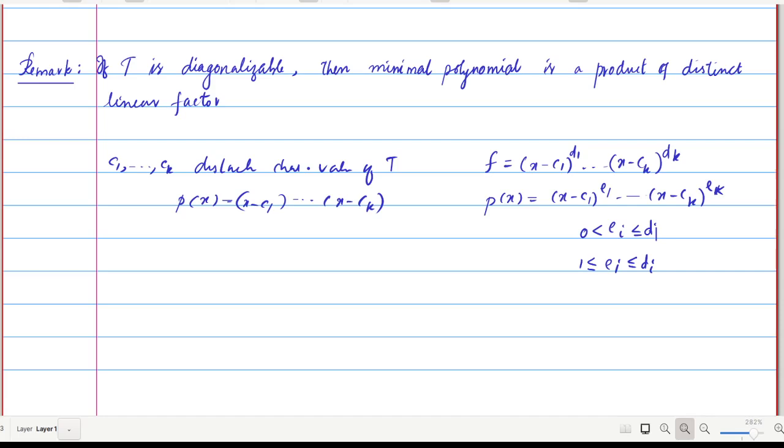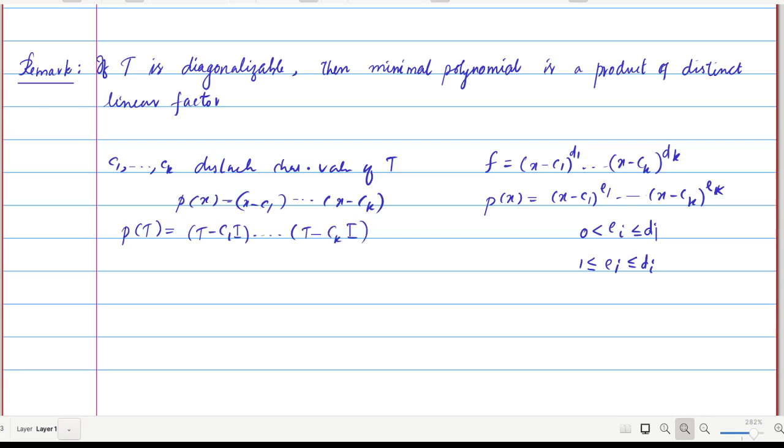So we will prove that this p of x is the minimal polynomial, or the least possibility, if T is diagonalizable. In order to prove this is the minimal polynomial, first we will prove that p of T equals 0. By definition, p of T is (T minus c1 I) etc. (T minus ck I). So this is p of T.